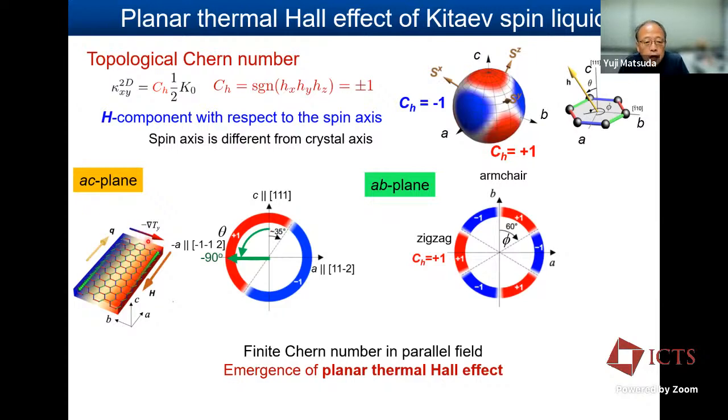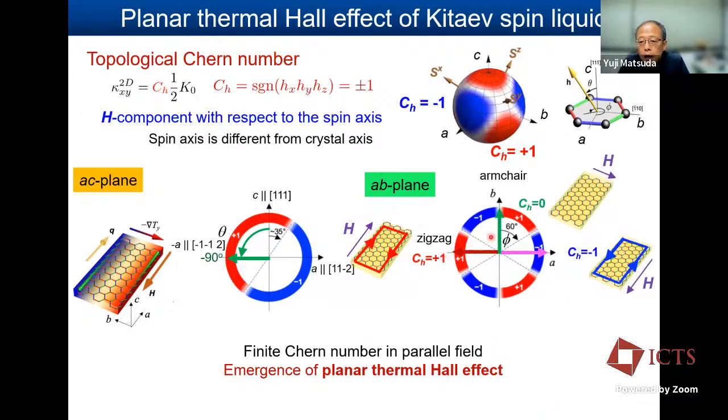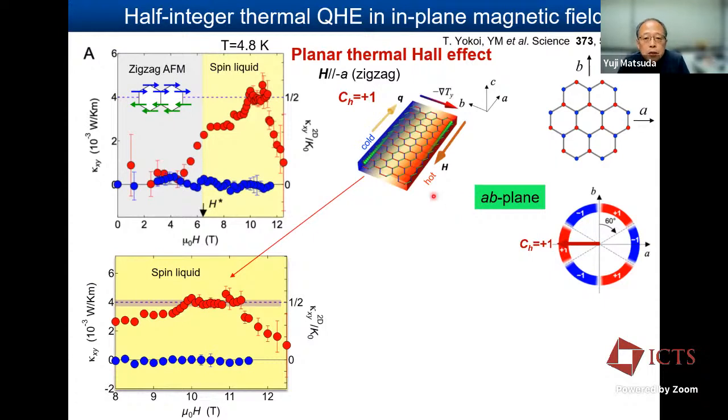In this sense, the origin of the thermal Hall effect is completely different from the conventional two-dimensional electron gas. So here, this is the Chern number in the AB plane. The Chern number is plus one. Then if we apply the magnetic field parallel to the minus a axis and the a axis, the Chern number is minus one, and the Chern number is zero if the magnetic field is applied parallel to the b axis. This comes from the symmetry of the honeycomb lattice. So the emergence of the planar thermal Hall effect provides a decisive test for the Kitaev physics. So here is a result of the thermal Hall effect.